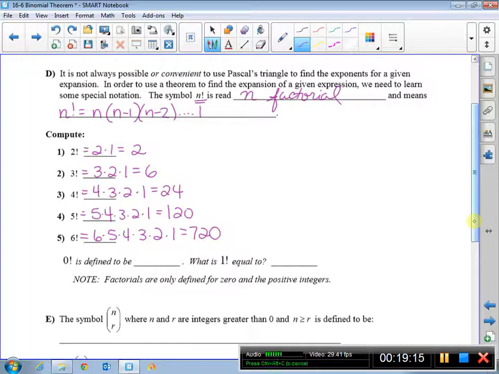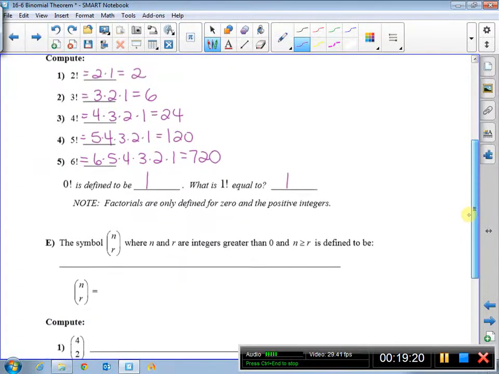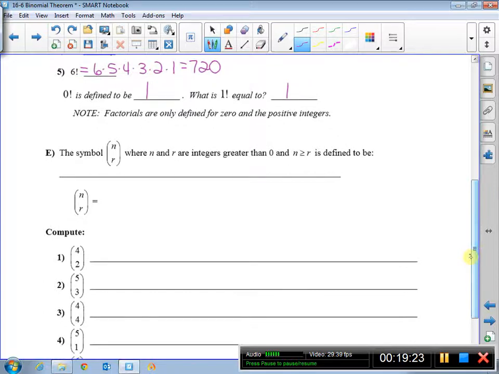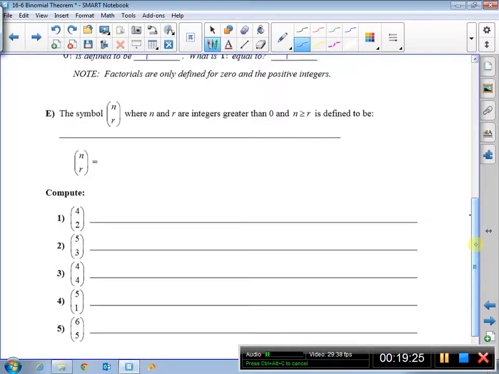Also, special case, 0 factorial is actually equal to 1, and 1 factorial is equal to 1. And we don't do factorials of negative numbers. So now another special symbol that we saw when we did combinations. This n over r sort of looks like a fraction. n and r need to be integers, so no decimals, no negative numbers, and n is always bigger. So this is n choose r. It's the same as a combination of n things taken r at a time.